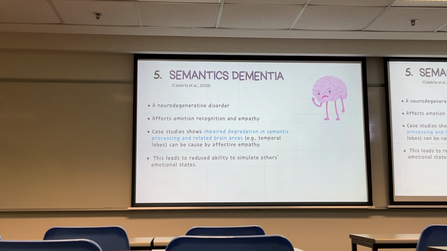And the last one is semantic dementia. This is a neurodegenerative disorder affecting emotional recognition and empathy, with case studies showing impaired affective empathy due to degradation in semantic processing and related to brain areas such as the temporal lobe. This leads to reduced ability to simulate others' emotional state.